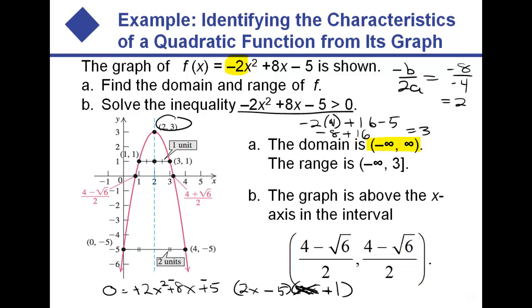Minus 5 plus 2, nope. If you switch them, put the 5 here and the 1 there, then you get x and 1 and 10. So you can't factor. So how did they get these numbers? Well, hopefully you remember the quadratic formula. Minus b plus and minus the square root of b squared minus 4ac all over 2a. And what are the a, b's, and c's? A equals negative 2, b equals 8, c equals negative 5.